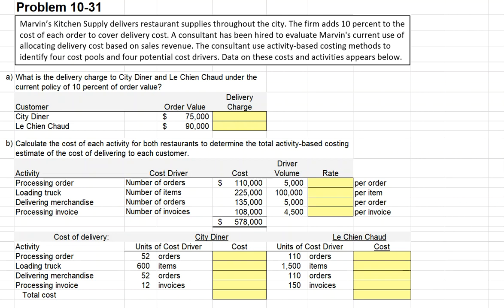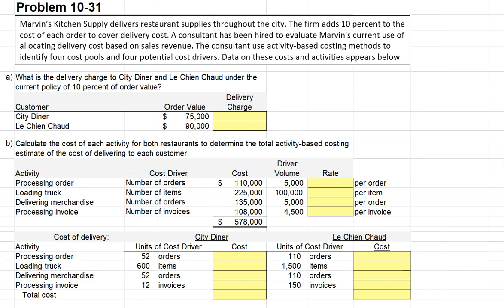In this video, we're going to use activity-based costing techniques to allocate the cost of delivery to customers. Marvin's Kitchen Supply delivers restaurant supplies throughout the city. The firm adds 10% to the cost of each order to cover delivery costs. A consultant has been hired to evaluate Marvin's current use of allocating delivery costs based on sales revenue.